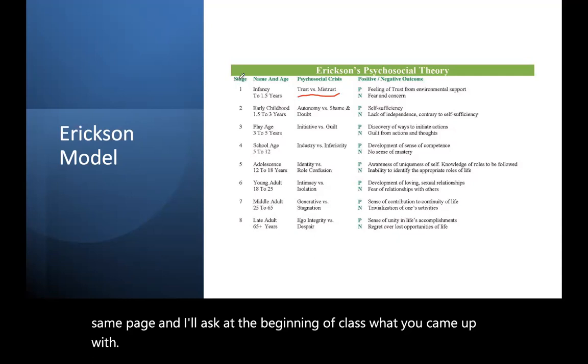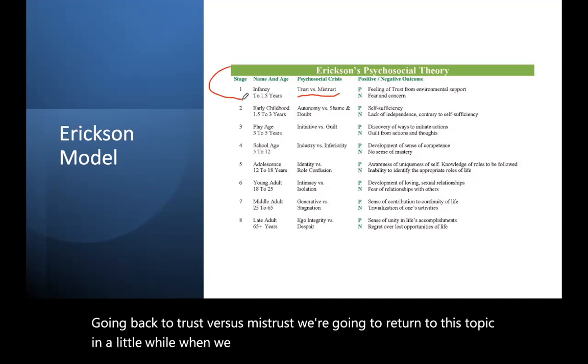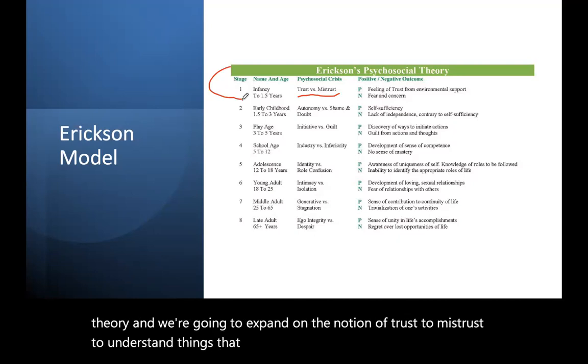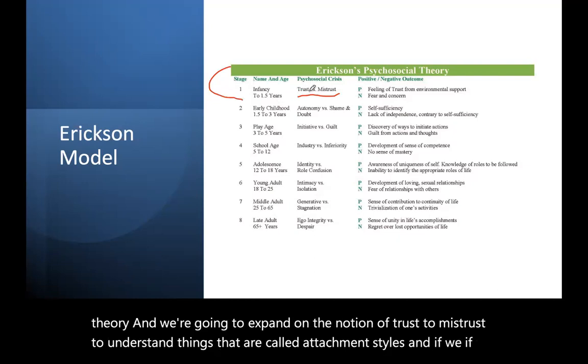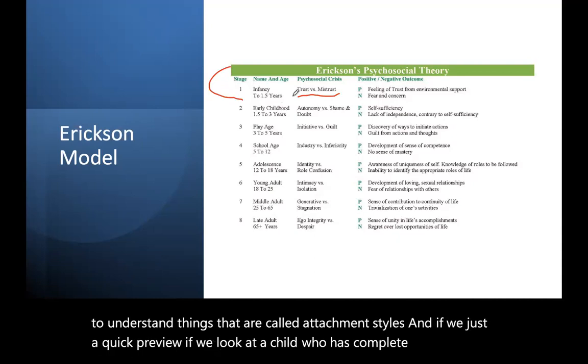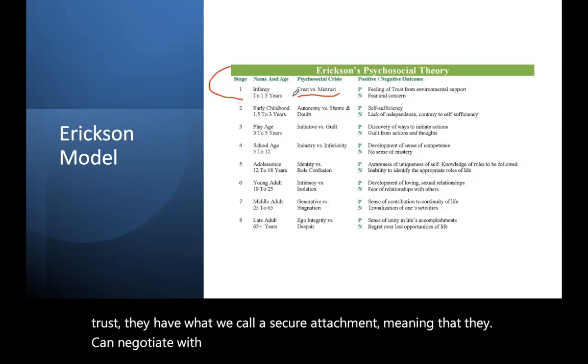Going back to trust versus mistrust, we're going to return to this topic in a little while when we talk about something called attachment theory. And we're going to expand on the notion of trust and mistrust to understand things that are called attachment styles. And if we just take a quick preview, if we look at a child who has complete trust, they have what we call a secure attachment, meaning that they can negotiate with their social world and be comfortable with the interaction with that world.